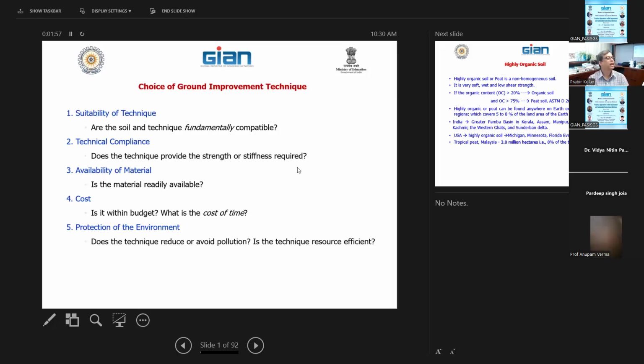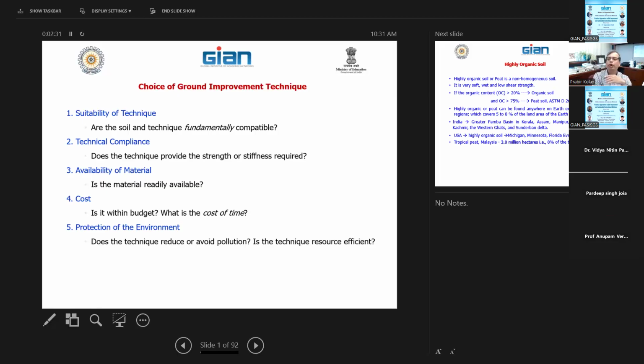So for any ground improvement technique, we need to check whether the soil and the technique are fundamentally compatible. Technical compliance: does the technique provide the strength and stiffness requirements? Also we need to check that. Is the material readily available? Also we need to check that. And is the cost within the budget, or what is the cost of time? How much time is delayed or accelerated? That also needs to be checked. And also environmental considerations. So that is the very general choice of ground improvement technique.